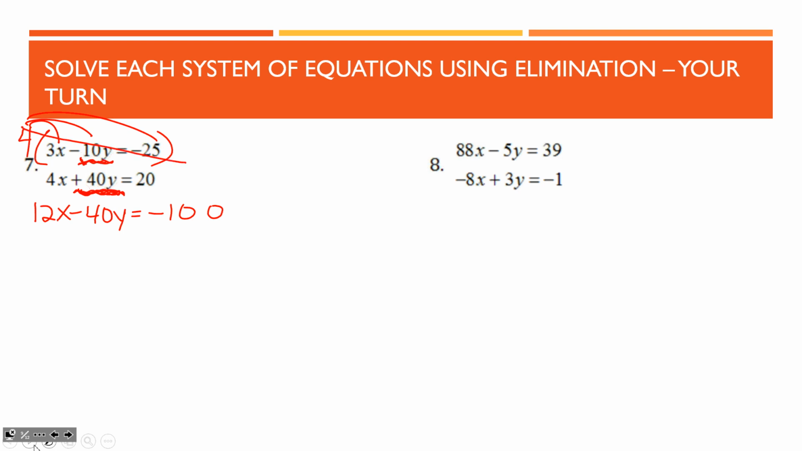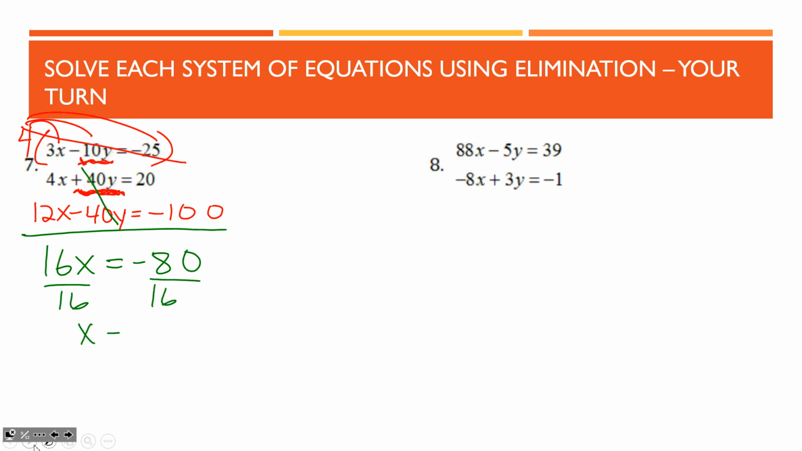I'm going to cross this off so I remember not to use it, because the red equation that I wrote here is my new equation. And I'm going to use elimination to solve, right? So 4x plus 12x is 16x. 40y minus 40y cancels. And 20 minus 100, negative 80, right? So to solve for x, I'm going to divide both sides by 16. Use your calculator. A negative over a positive is a negative 5.